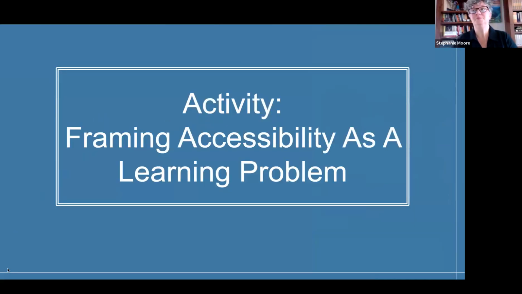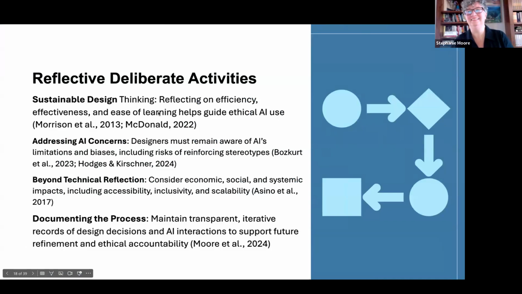Beyond the technical, oh, sorry, if you can go back. Going beyond technical reflection, so certainly considering economic, social, systemic. For me, as an ethics scholar, these are all different aspects of ethical considerations, whether you're coming at this from a social responsibility sort of perspective or principles-based orientation, but really thinking beyond just the technical features and getting into some of the other systemic aspects.